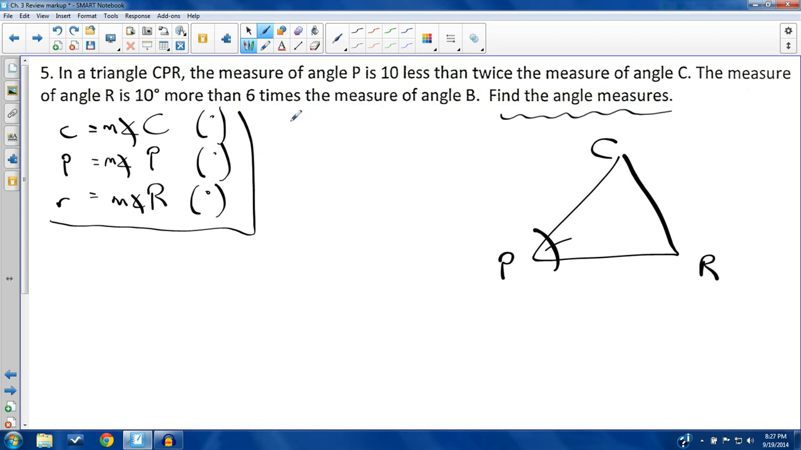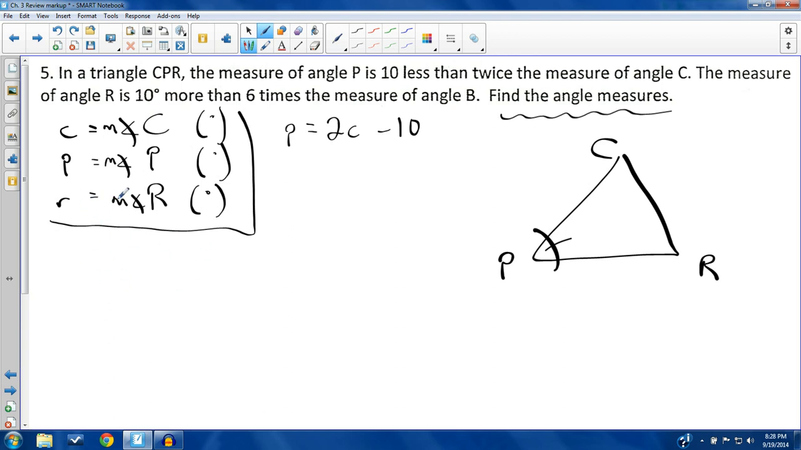The measure of angle P, so P, the variable, is 10 less than, again, what that means is on this side I'm going to subtract 10 from whatever I have. Because P is 10 less than, you have to subtract 10 from that to match P. 10 less than twice the measure of angle C. So P equals 2C minus 10. I'm not going to yet write that into a form because I don't yet know where R fits in this whole thing.